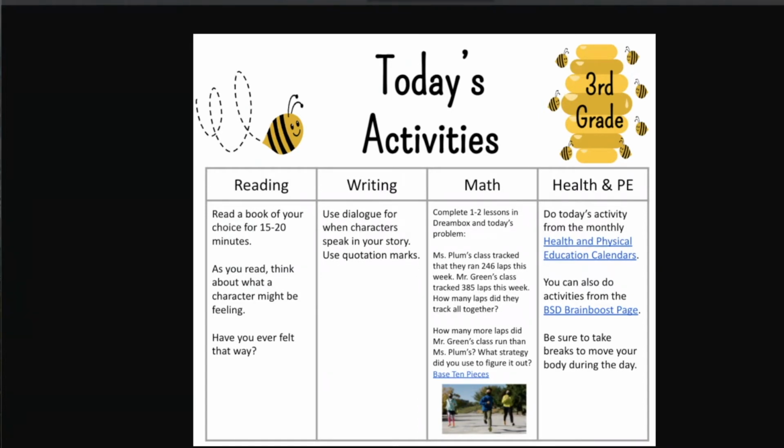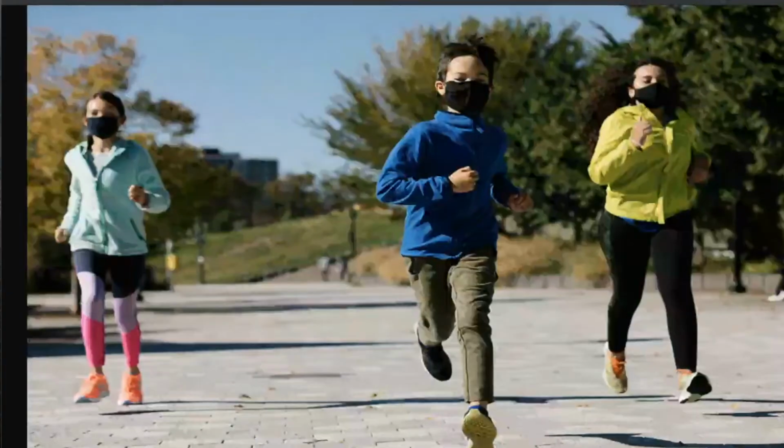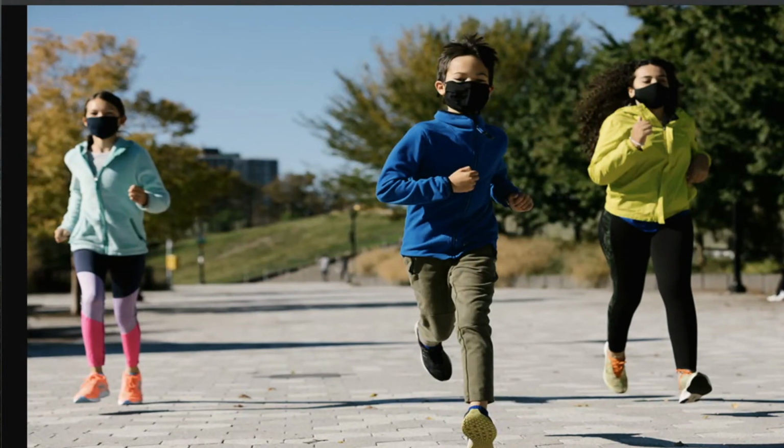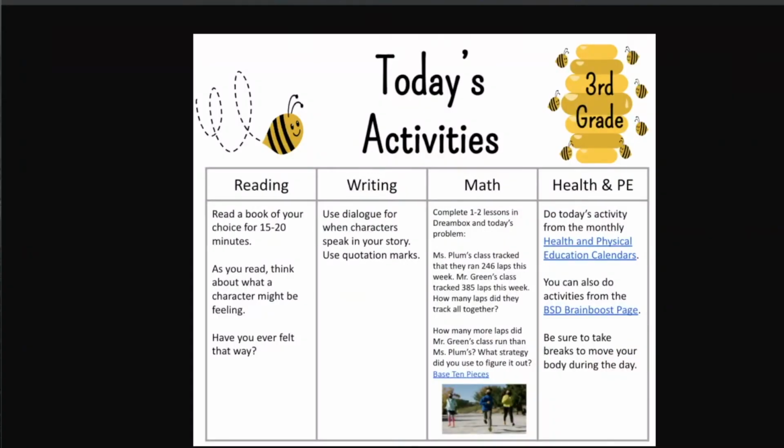Okay, today for math, we're going to do 1 to 2 lessons in Dreambox, and we're going to take a look at today's problem. And in today's problem, we have some kids running. I bet you have seen a scene that looks familiar like this before, right? Whether it's your school, whether you've run at home or with your family or friends, we have some kids doing some running here. And they're doing some running around a track. And a track is just kind of a big oval, circle-y kind of thing that goes around a field.